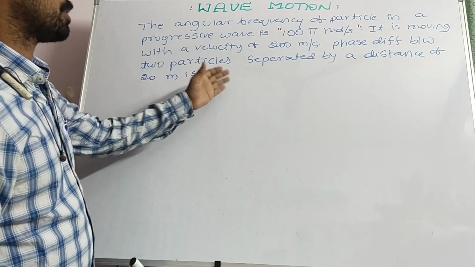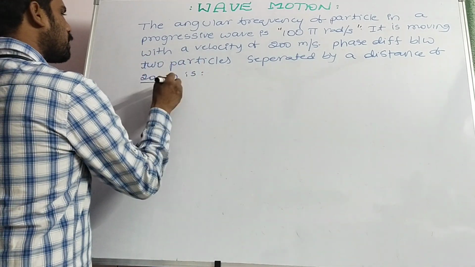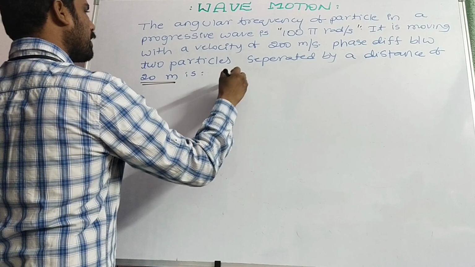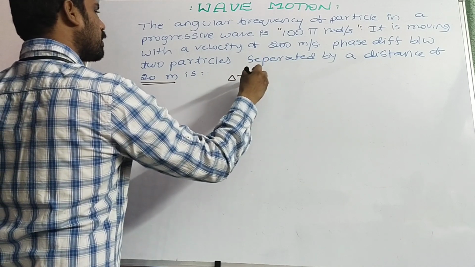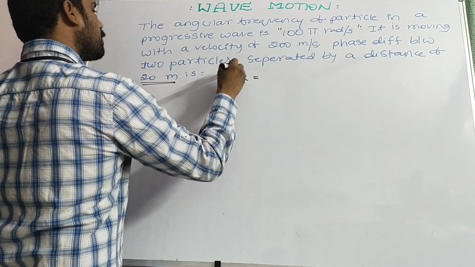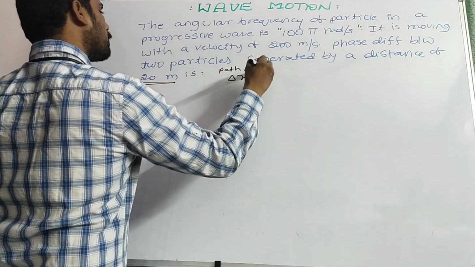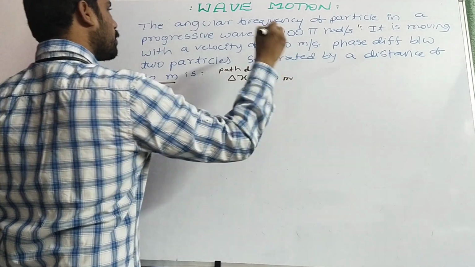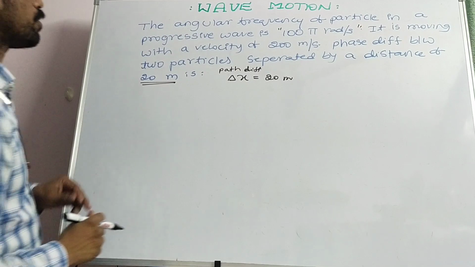So two particles separated by a distance, that means this is 20 meter. We can write separated by a distance as a path difference. Path difference delta x is equal to 20 meter.